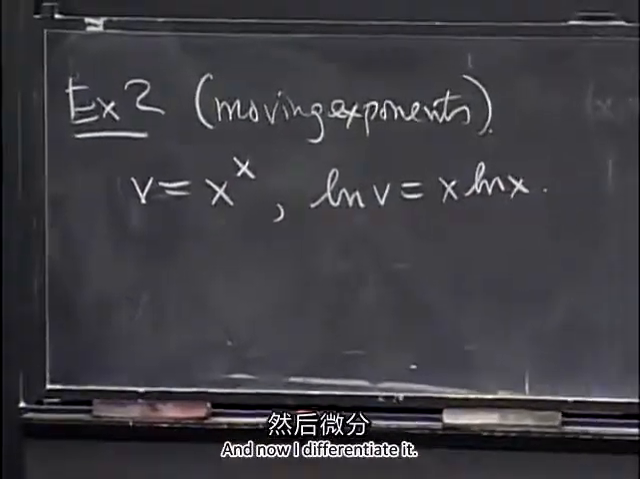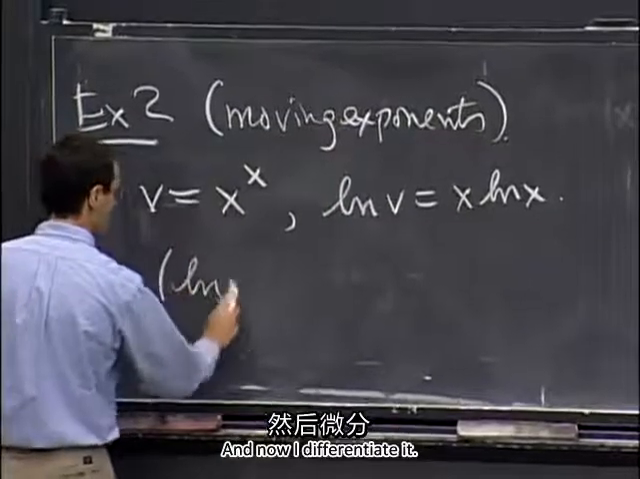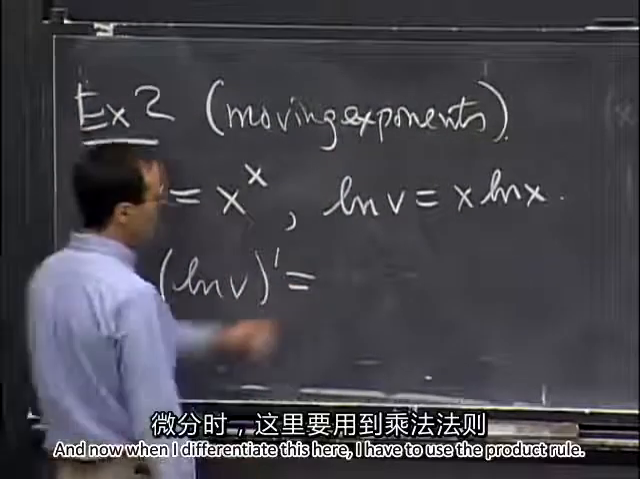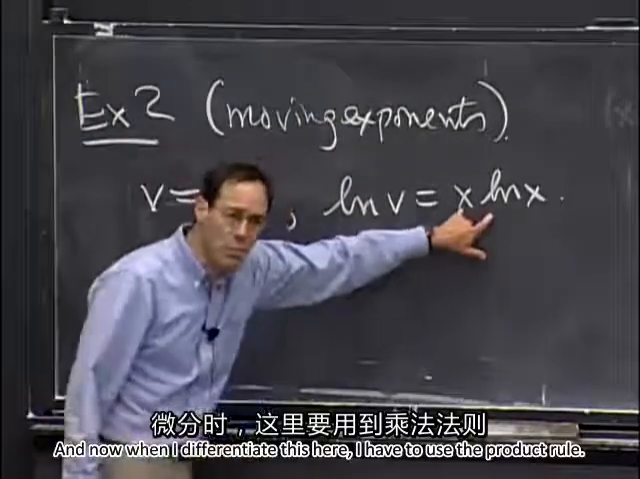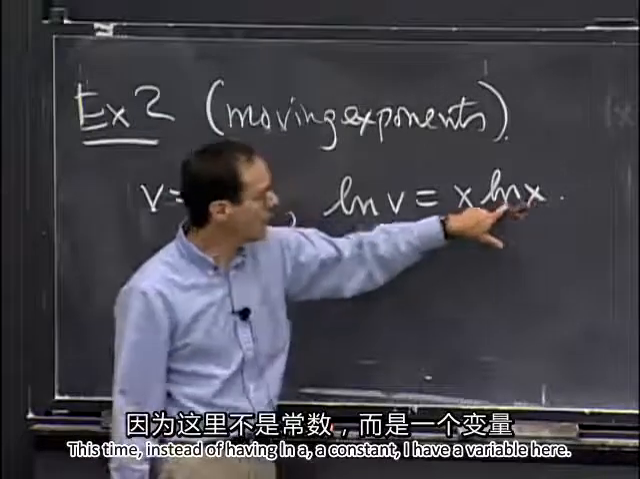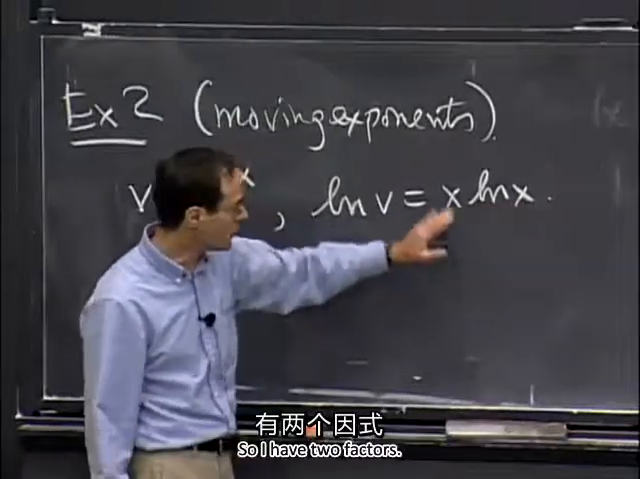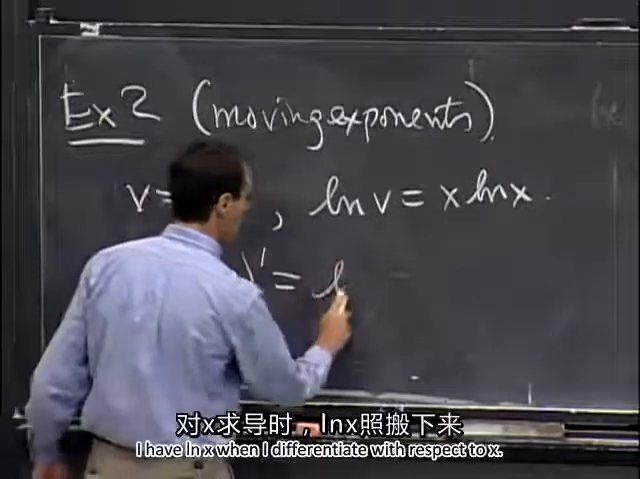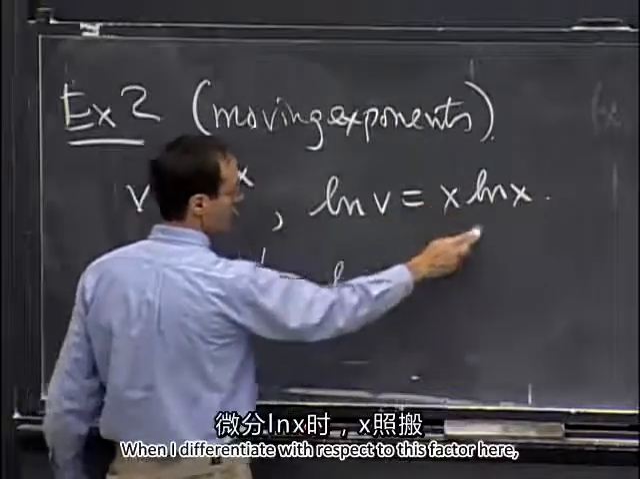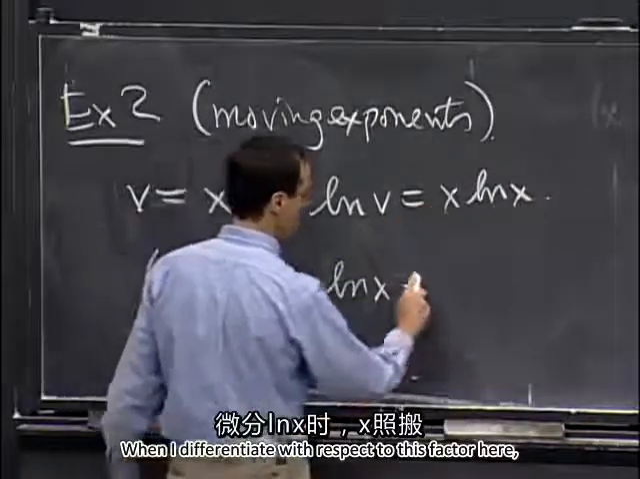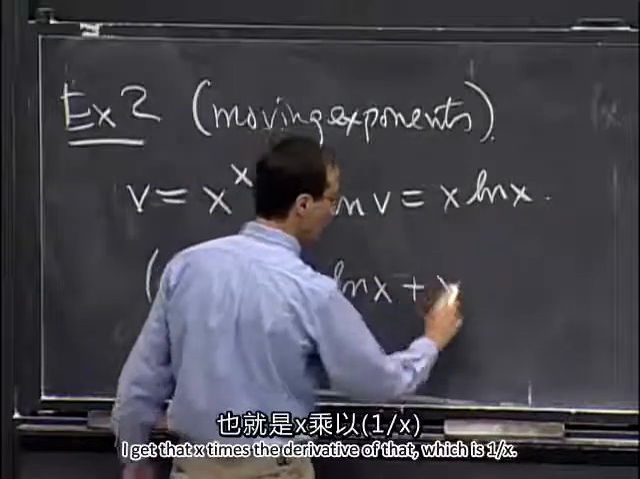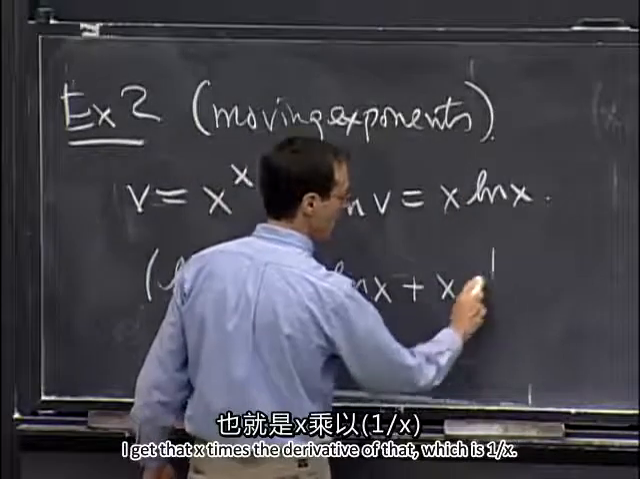And now I differentiate it. And now when I differentiate this, here I have to use the product rule. This time, instead of having log a, a constant, I have a variable here. So I have two factors. I have log x when I differentiate with respect to x. When I differentiate with respect to this factor here, I get x times the derivative of that, which is 1 over x.